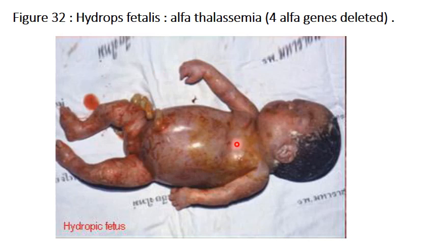This is hydrops fetalis. This is a fetus presented with alpha thalassemia. All 4 alpha genes are deleted. It is gamma, Bart's hemoglobin. So this fetus is incompatible with life because he has deletion of the 4 alpha genes.